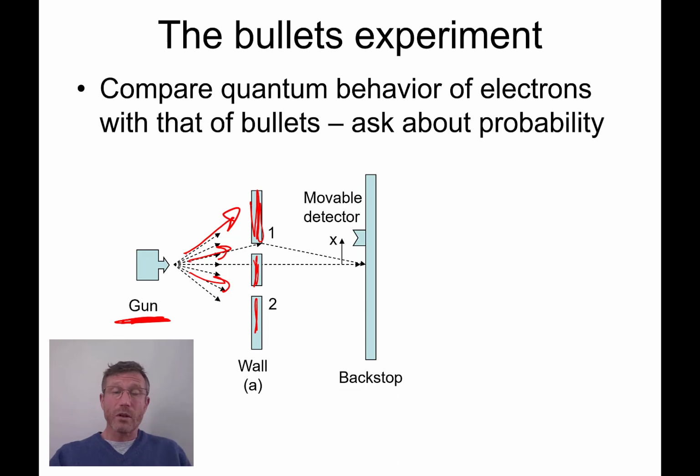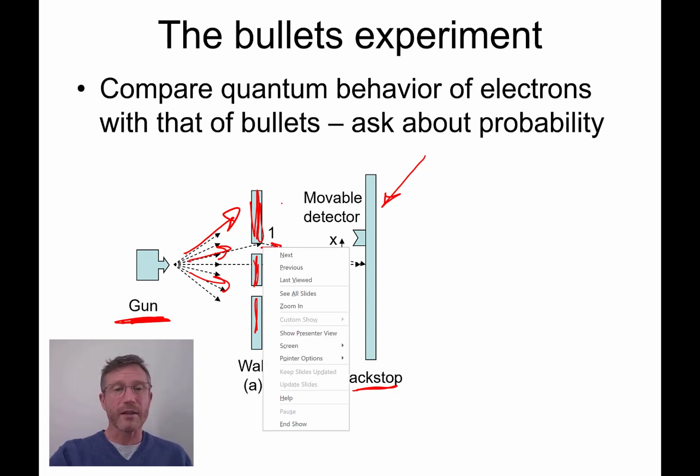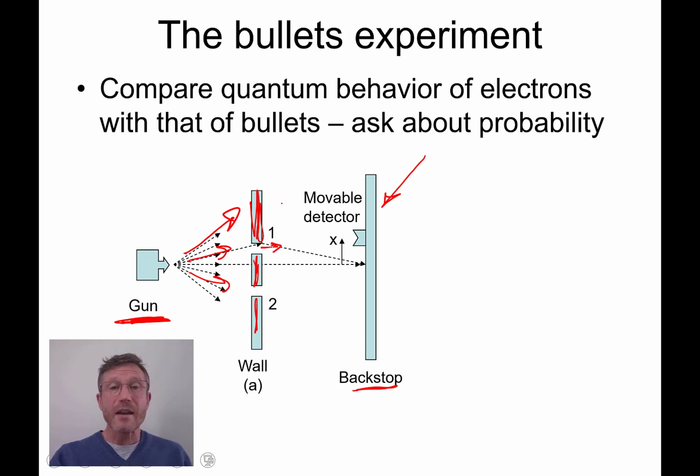And we also imagine a backstop, and this backstop here has some kind of movable detector in it. Let's imagine a small little tray of sand. So we imagine that all the bullets that pass through these slits end up either hitting the backstop and then just dropping to the floor in here. So we'll have a pile of bullets in here, so we know how many bullets have hit the backstop.